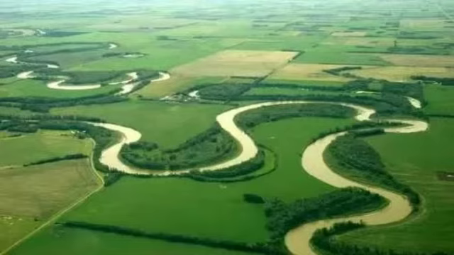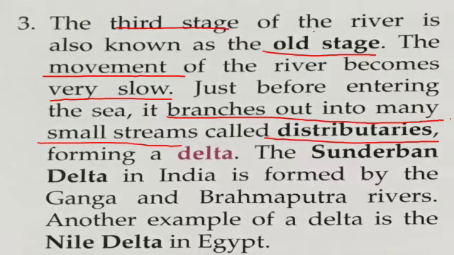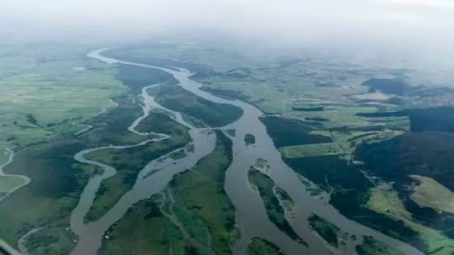Next, the third stage of the river is also known as the old stage. Third stage is also called old stage. The movement of the river becomes very slow. यहाँ पर जो river की speed है वो बहुत कम हो जाती है. Just before entering the sea, it branches out into many small streams called distributaries.